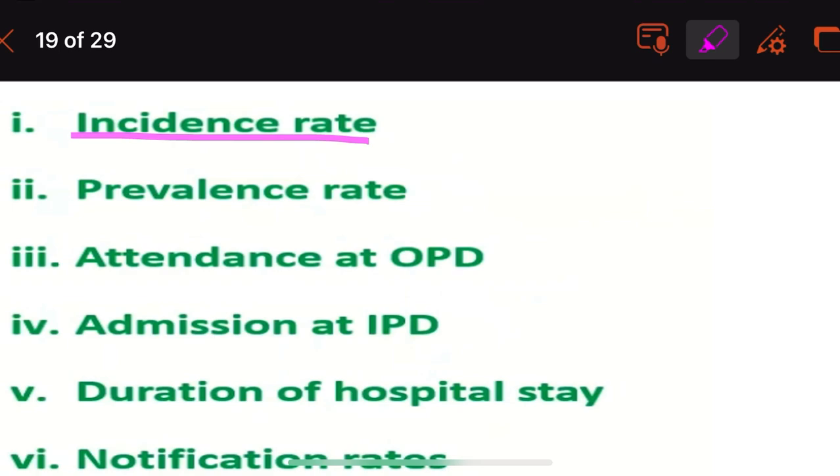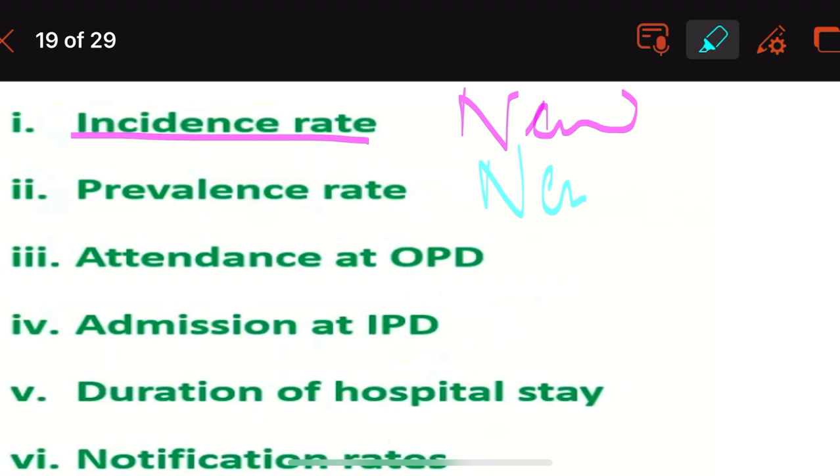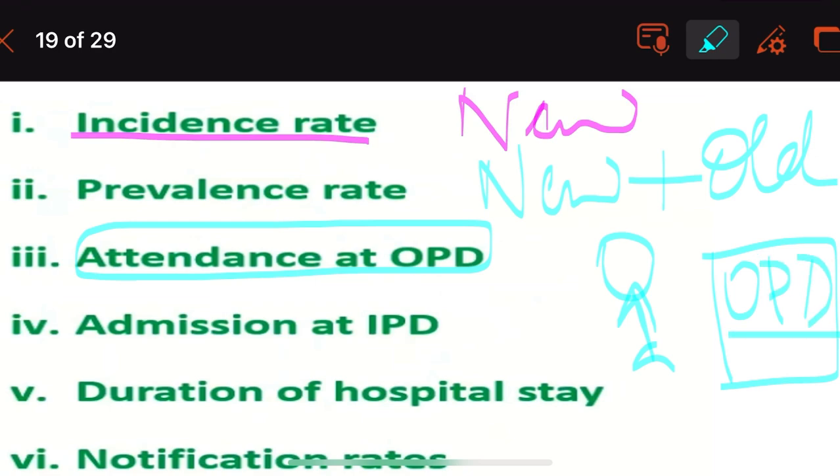We have incidence rate. Incidence rate is nothing but the number of new cases in the community. The prevalence rate refers to the new plus old cases in the society. Attendance at the OPD: knowing how many patients attend our OPD will help us to get statistical data of the diseased individuals.